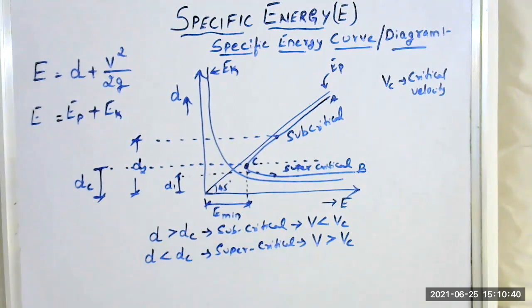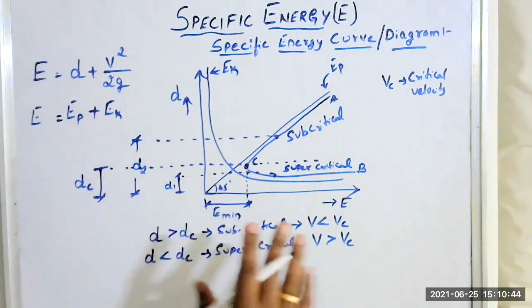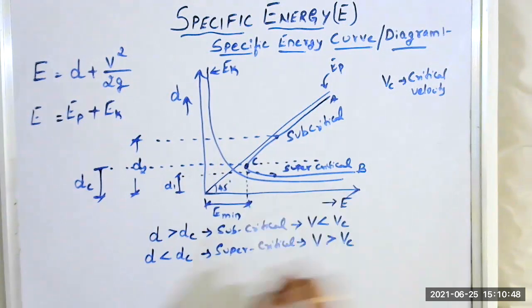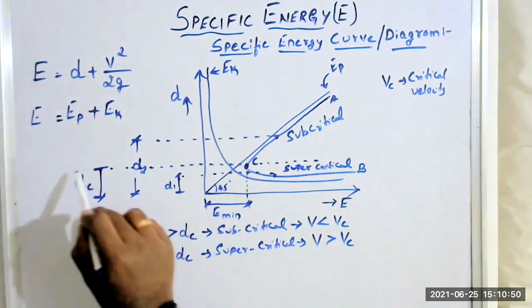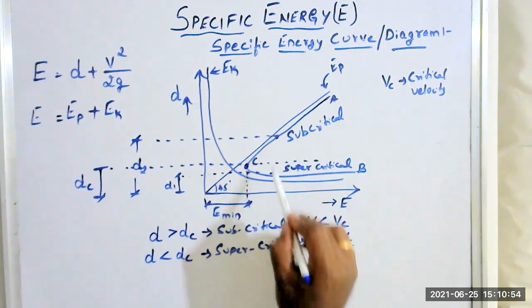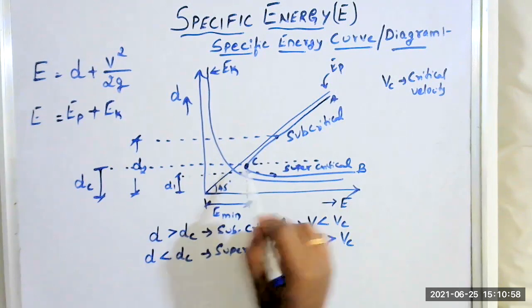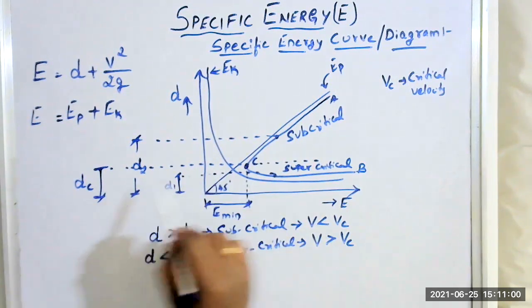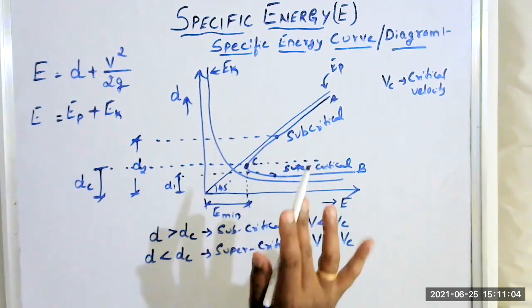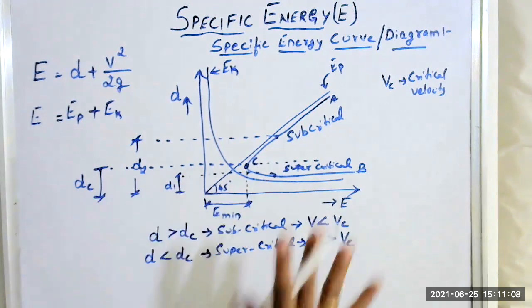This is the specific energy curve. While writing it, you have to draw the curve, then show the points A, C, B, the minimum specific energy, the critical depth, the critical velocity, and the two depths, one greater than the critical depth and another less than the critical depth, where the specific energy is the same. Those two depths are alternate depths. You have to write up to this.